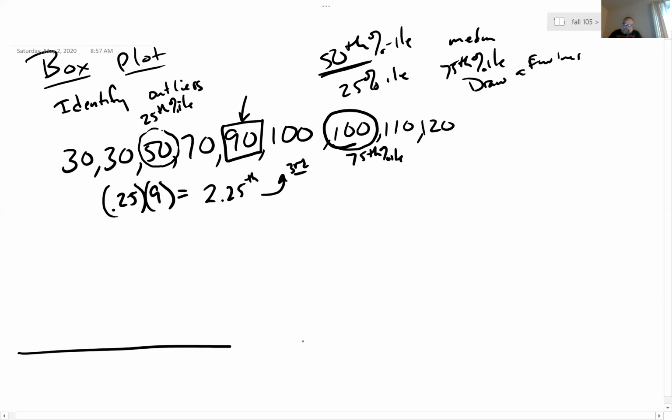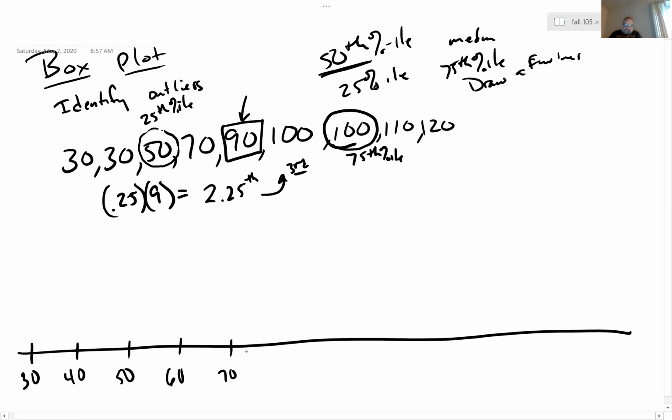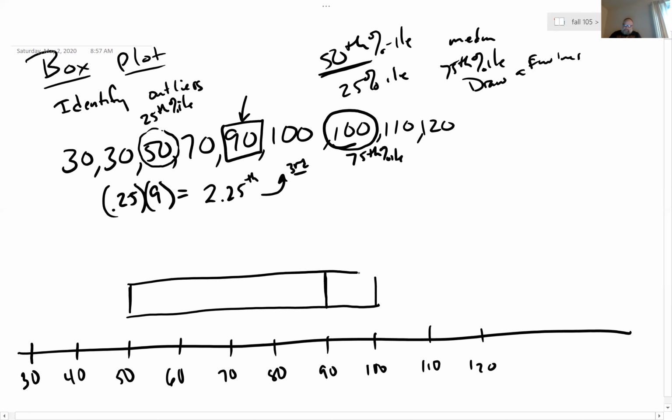Okay, so what we're going to do is draw a number line. This is probably the easiest thing you'll ever do in a math class. There we go. We're going to draw a vertical line at the median. Cool. We're going to draw a vertical line at the 25th percentile, and a vertical line at the 75th percentile, and we're going to draw a box around it. There's a box plot, friends. That's all there is to it. This box corresponds to the middle 50% of your data.